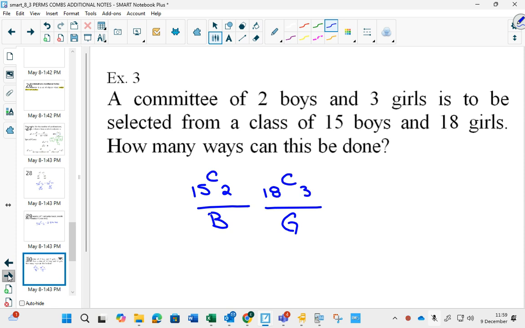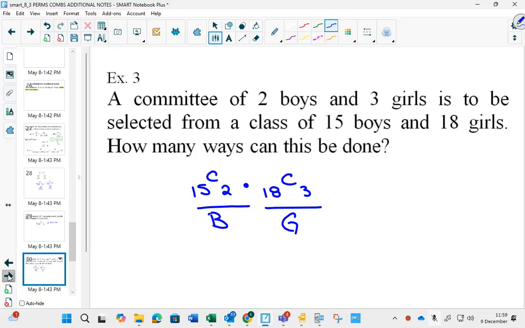18, choose 3. And of course, what do we do with decisions? Do we add in between here, or do we multiply? We multiply. So we have to realize, if it's decisions that are made, you're multiplying. If it's cases, you're going to add. And we're going to do cases with combinations as well.